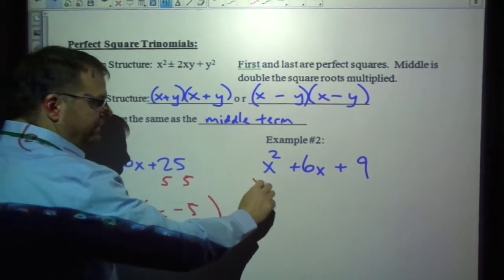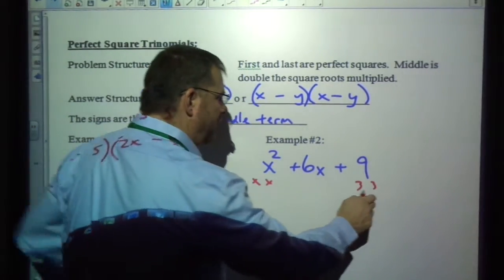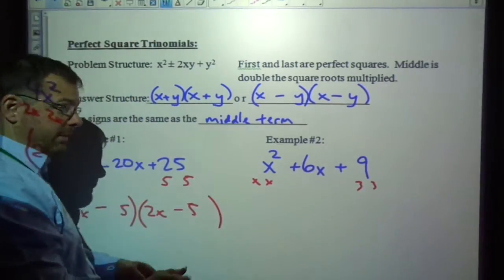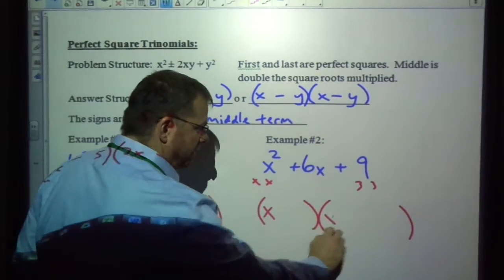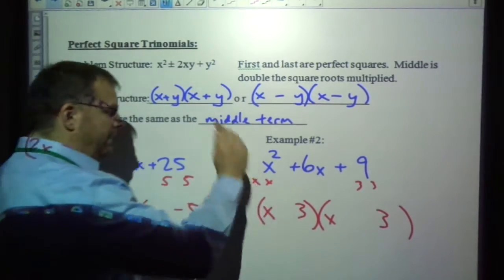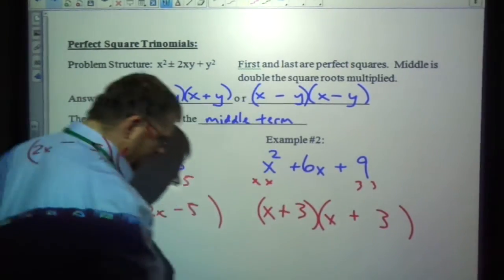So I see, hey, this is a perfect square, this is a perfect square. If I multiply them and double it, I get the middle. So I can go straight to the answer. X's go here, 3's go here. Middle is positive, so my signs are positive.